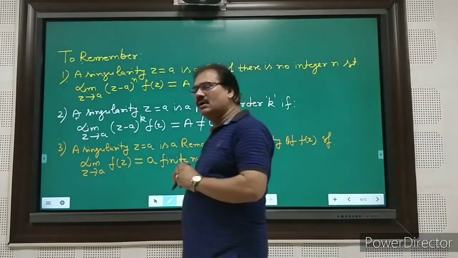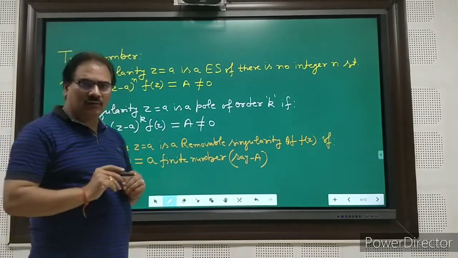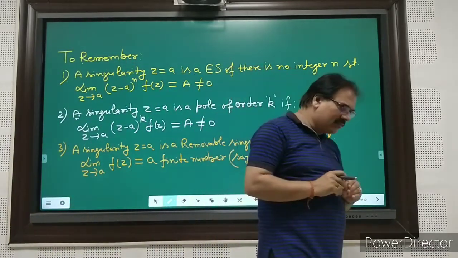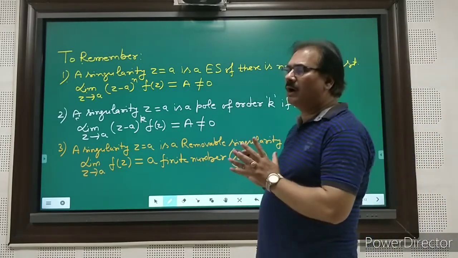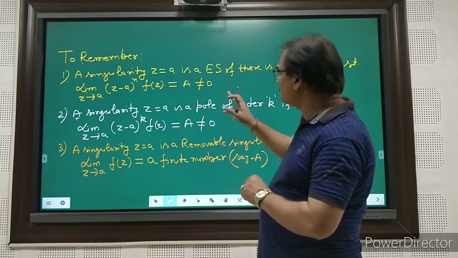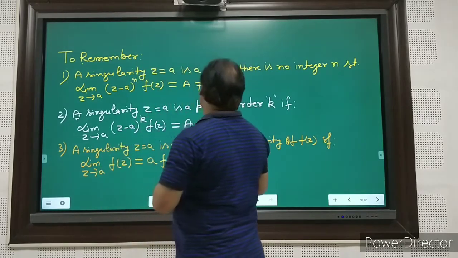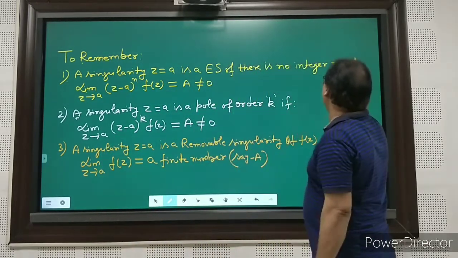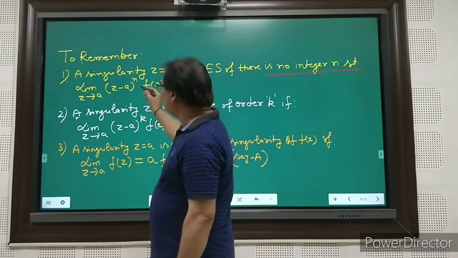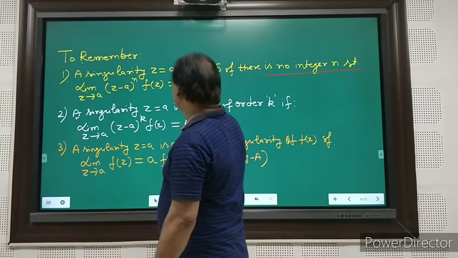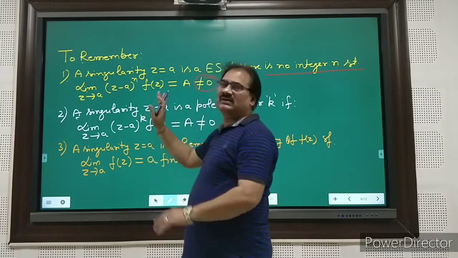There are certain points here we have to remember very nicely, which will be dealt with in the further course of study, which we will cover in the next lecture, that is the residue and residue theorem. So this is very important for that purpose. You have to remember, a singularity z is equal to a is an essential singularity if there is no integer n such that limit of z tends to a, (z minus a) power n, f(z) is equal to a finite number, and that should be non-zero. Okay, so this is the first point.